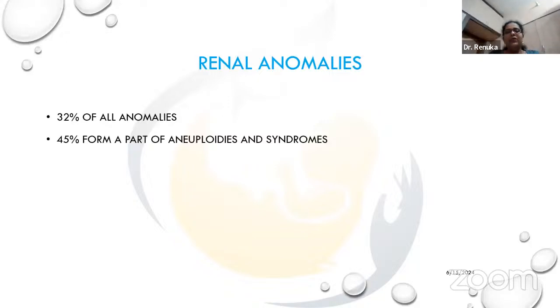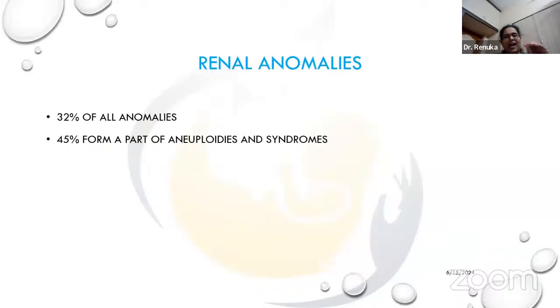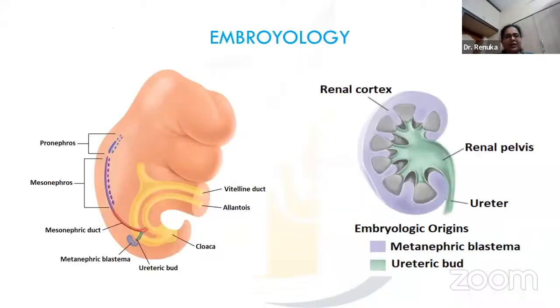Why are we worried about renal anomalies? As Ramani ma'am rightly pointed out, it is as common as a CVS and a CNS abnormality, and it is most often a part of an aneuploidy or any syndromes. Understanding renal abnormality is possible with a little knowledge of embryology.